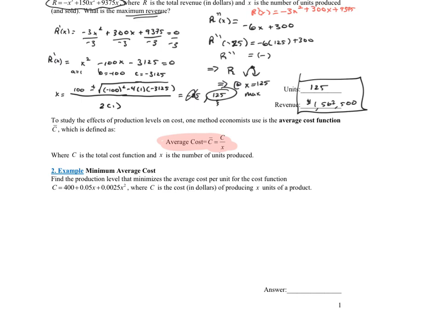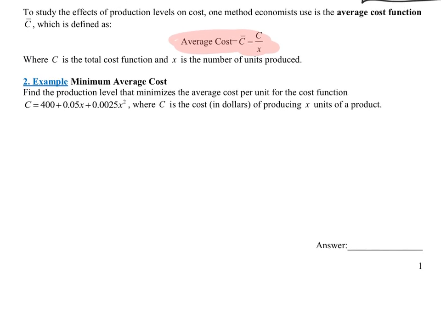So let's look at example 2 here. It says to do exactly that. Find the production level that minimizes the average cost per unit for the cost function C equals 400 plus 0.05x plus 0.0025x squared, where C is the cost in dollars of producing x units of a product. So again, the first thing we want to do here is find average cost. Average cost is the cost function divided by x. So let's do that math now.